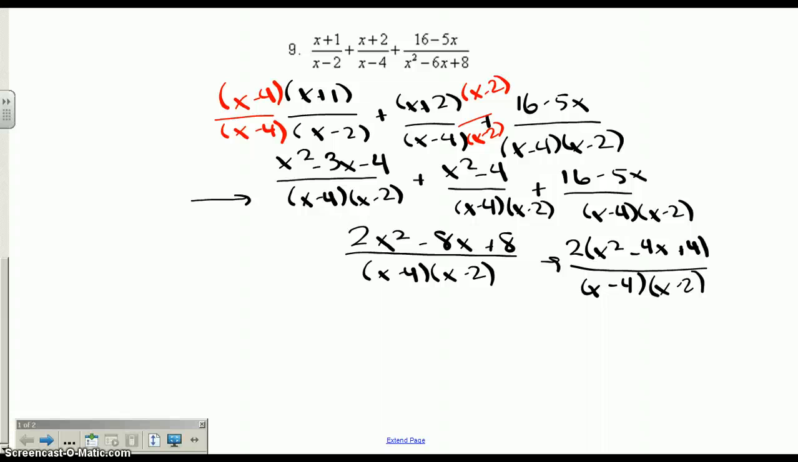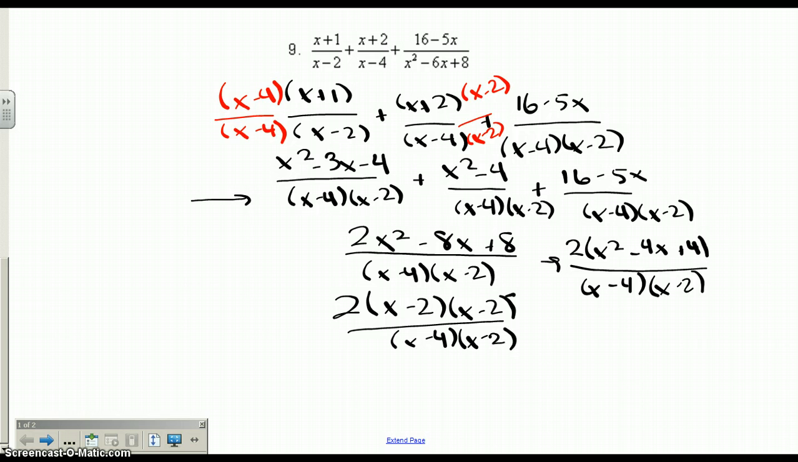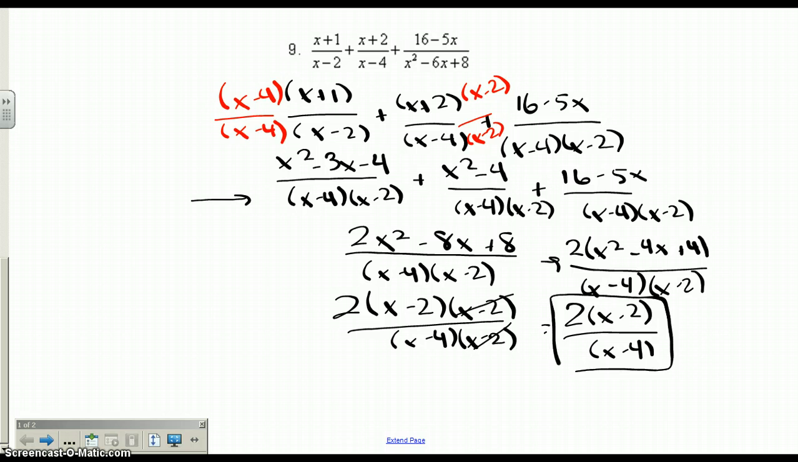So I can factor this numerator, 2 out front, x minus 2 times x minus 2, all over x minus 4, x minus 2. And what you'll notice is that one of our factors simplifies out, so we get our final answer: 2 times x minus 2 all over x minus 4. Okay, so I know this is tough, but these are the steps you have to follow. Get common denominators, add the common numerators together, combine like terms, factor, and simplify.